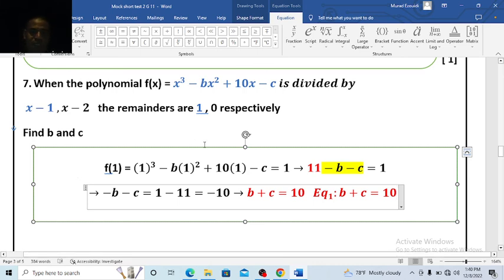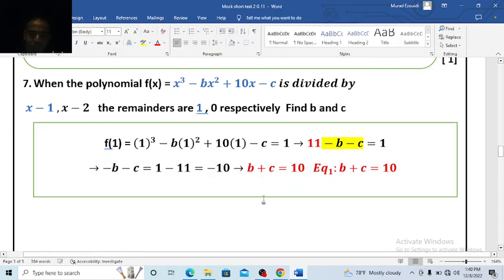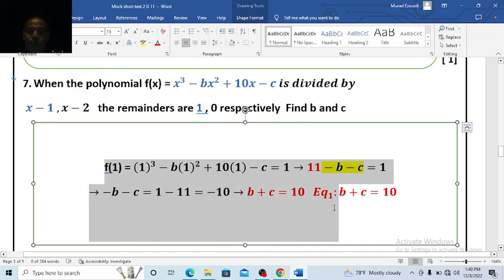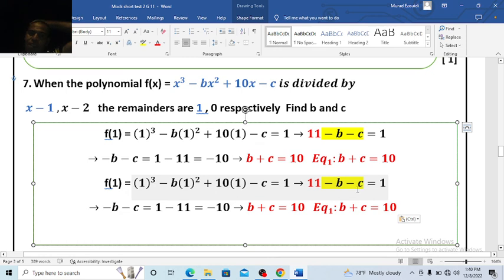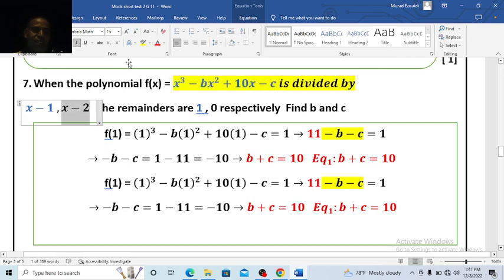For the second one, also the same. I will use this one, respectively. Now I will do the same here to find the remainder. I will write the factor x minus 2, to find b and c. Look, here we have x minus 2. This function is divisible by x minus 2, and the remainder is 0.